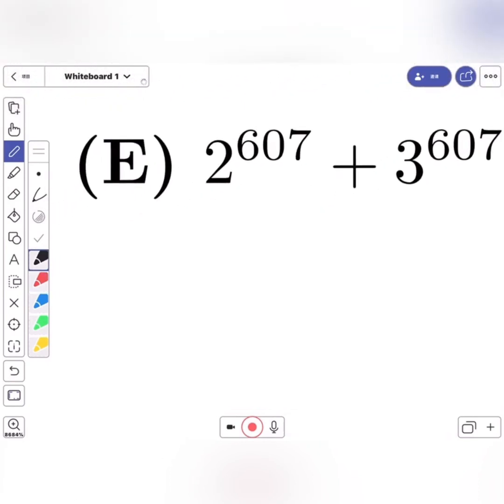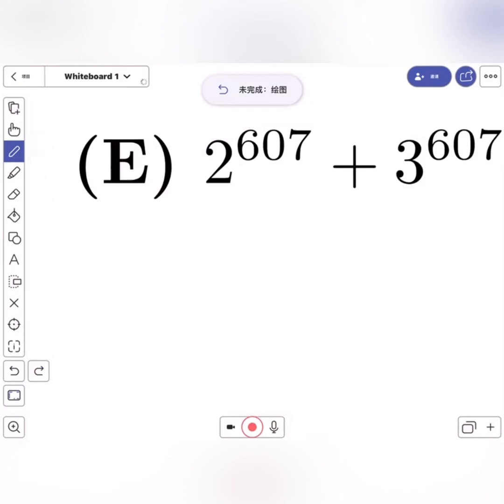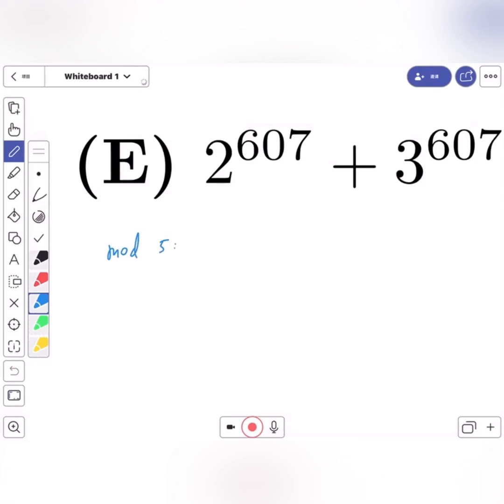Okay. Now, this looks a bit suspicious. 2 and 3, this adds to 5, and would that actually have a connection? Well, yep. So 607 is an odd number, so we can just take mod 5 for this number. Mod 5 gives us 2 to the 607 plus, well, because 3 is congruent to negative 2 mod 5, therefore this one's negative 2 to the 607.